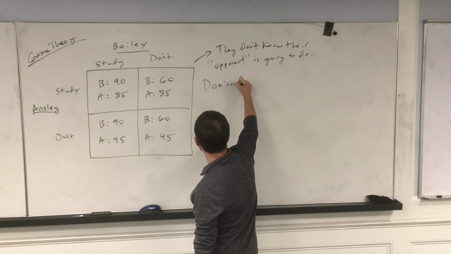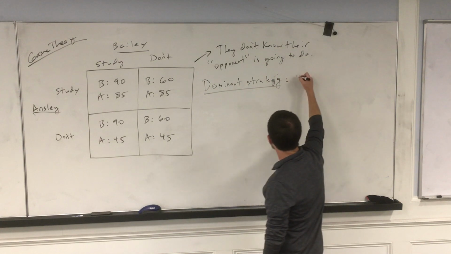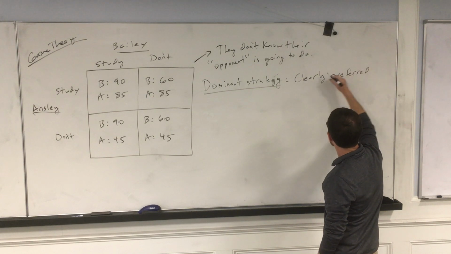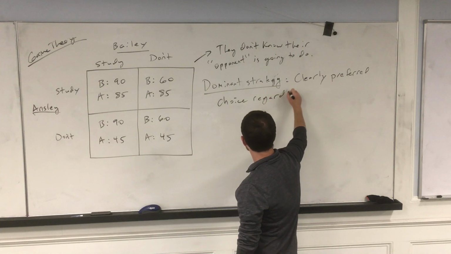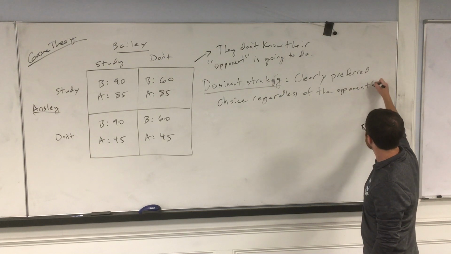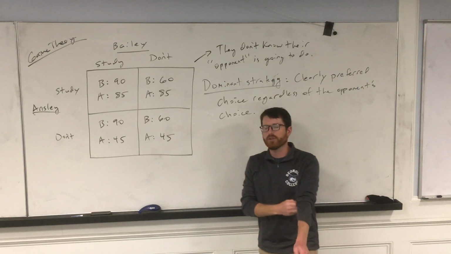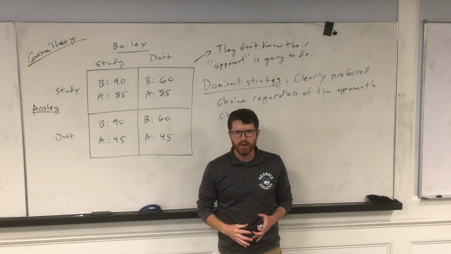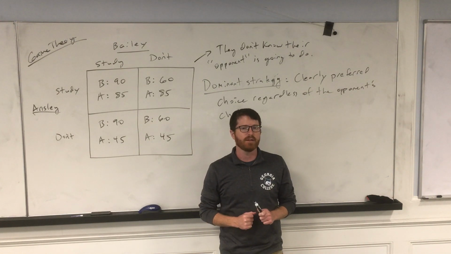A dominant strategy is the clearly preferred choice, regardless of the opponent's choice. All right, so if you're the Georgia Tech football team, and you don't pass the ball very often, running might always be the best choice. You may decide to run the ball virtually every play of the game. It might literally be a dominant strategy.